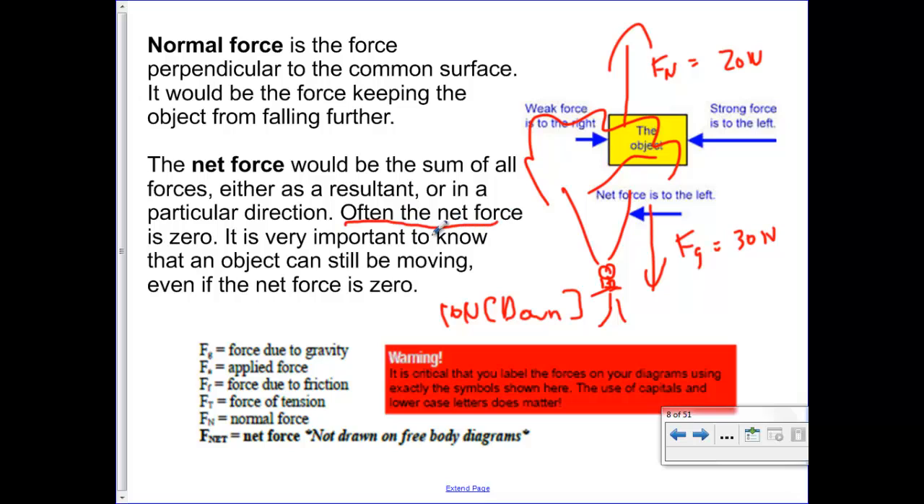Okay. Here's an important line here. Often a net force is 0. As you sit on your chair, there are forces working on you. Gravity's trying to pull you down. The chair is pushing you back up so that you don't plummet through the floor. Does that make sense? What would happen if the stool were to break? Then you'd fall on your butt, right?